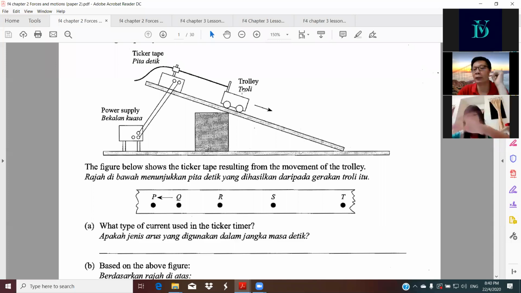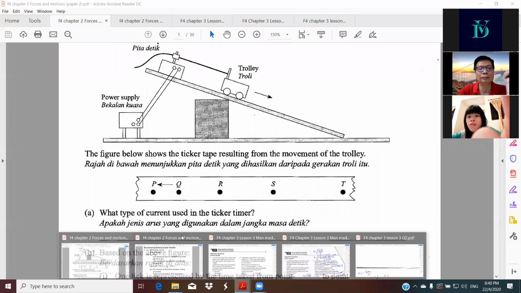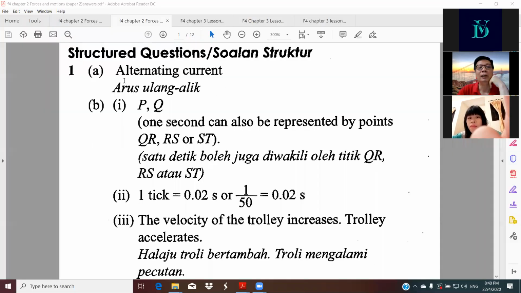Okay, we go 2 by 2. Question 2 later. We look at the answer first. Someone still wants to come in. Okay, the answer is alternating current, AC current. This one you know. Second question.